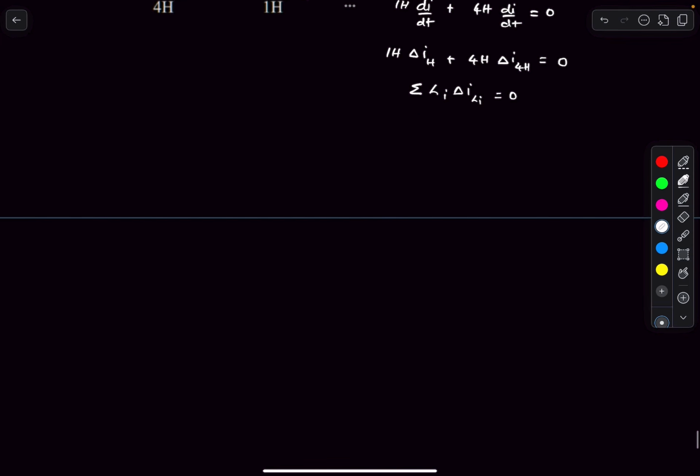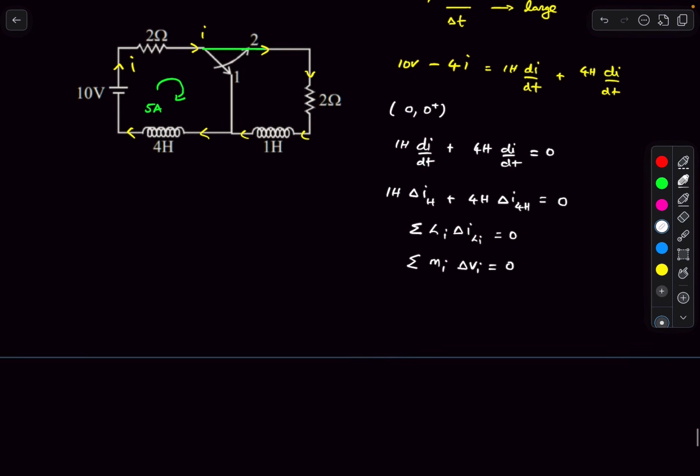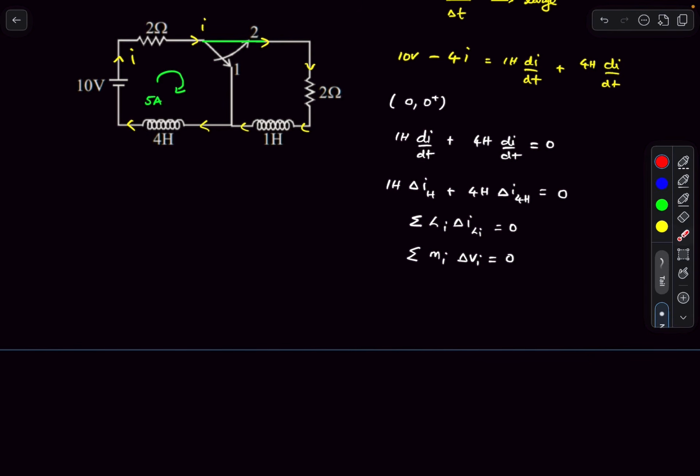This is pretty similar to how in mechanics we conserve momentum for collisions, right? There we do sigma mi delta vi equals 0. So this is analogous to collisions from mechanics. If you want to draw the analogy, this thing over here, L di by dt, would be like an impulsive force. And this 1 Henry di by dt is kind of like the force on the 1 Henry inductor. If you integrate the force with respect to time, you get this thing, which is analogous to the change in momentum term.